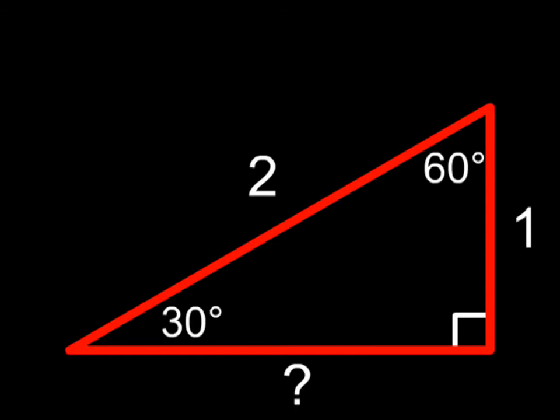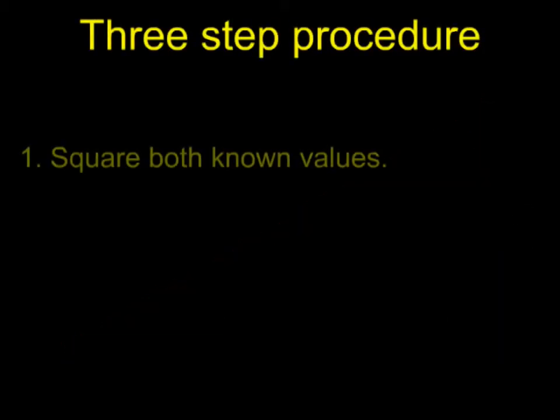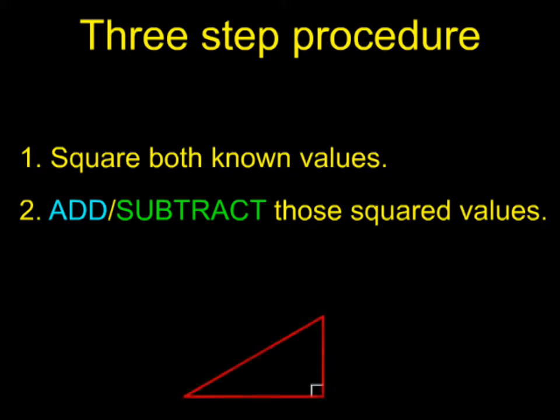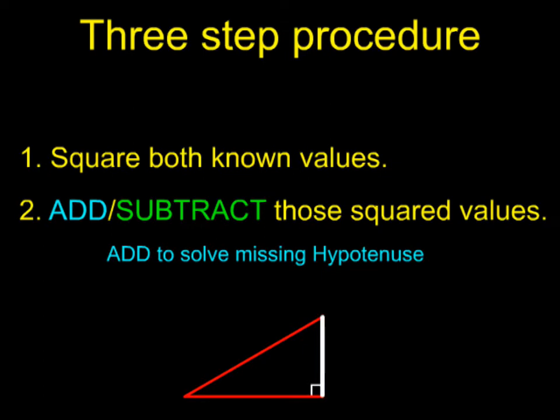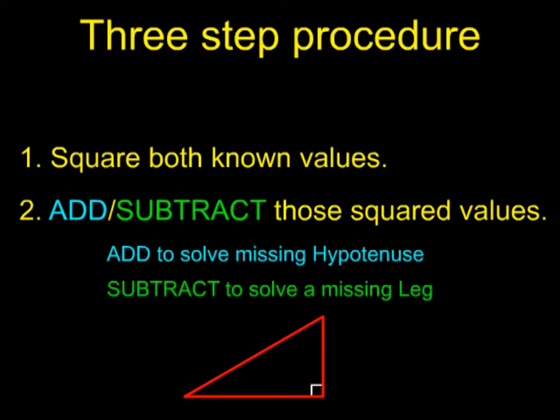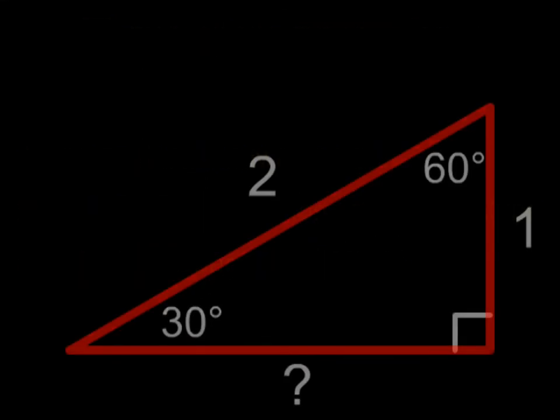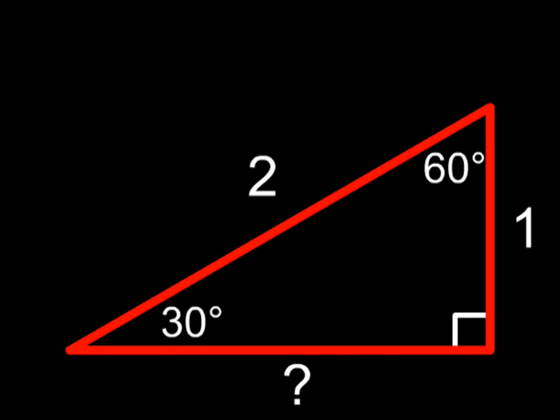It's time for you to try to figure it out yourself. Remember our 3-step procedure. Square both known values, add or subtract those squared values depending on which length is missing. If you're trying to solve for a missing hypotenuse, you add those squared values together. If you're trying to solve for a missing leg, you subtract the smaller squared number from the larger one. You finish by taking the square root of that. Keep those steps in mind as you try to solve the longer leg of a 30, 60, 90 triangle. You may pause the video now.